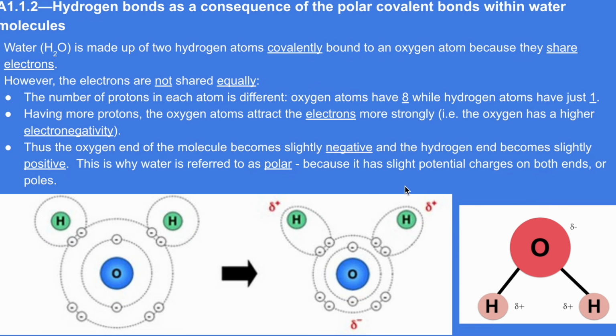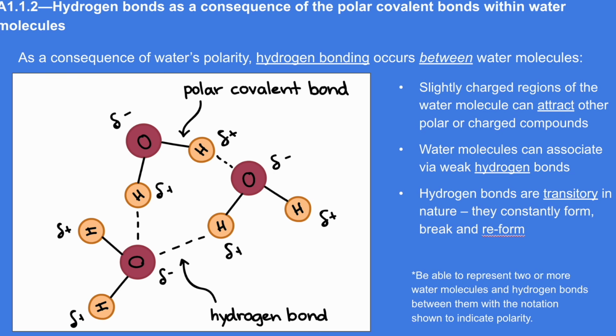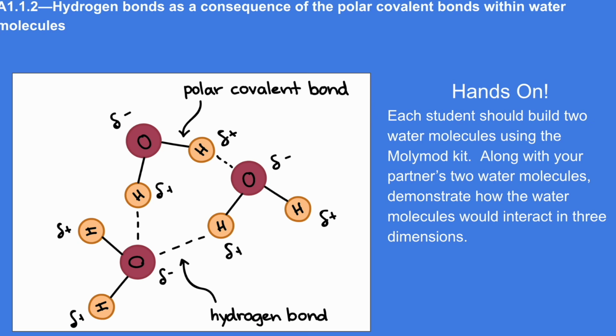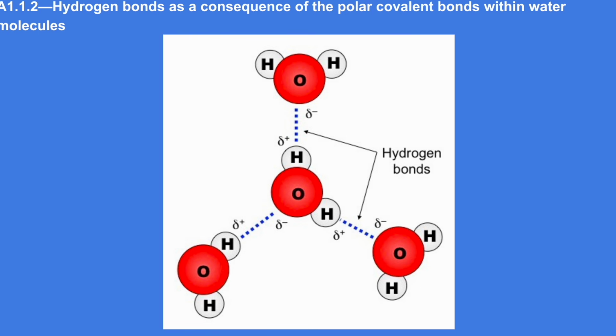Now, because of this polarity, hydrogen bonds can form between water molecules. The partial negative oxygen end is going to be attracted to a partial positive hydrogen end on another water molecule. Okay, and here's a visualization of that. So here's our partial negative oxygen. A dashed line is how we indicate a hydrogen bond because it's a weak bond, but if you have enough of them, it's going to be strong enough for things like surface tension.